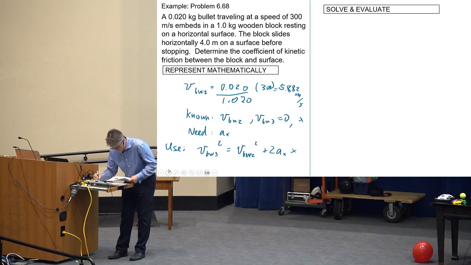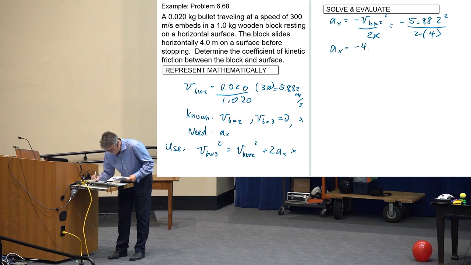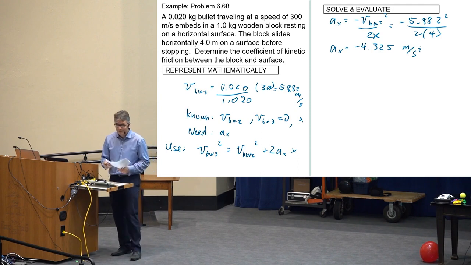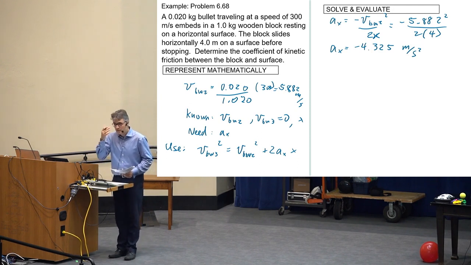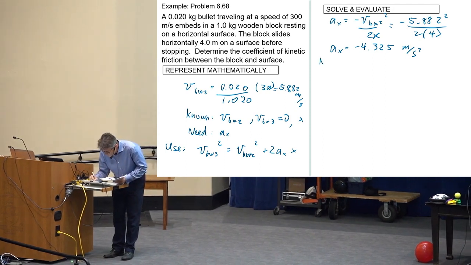Solve it out for a. You get a sub x is equal to negative VBW2 squared divided by 2x. So you get negative 5.882 squared divided by 2 times 4 meters. And you get a sub x is equal to negative 4.325 meters per second squared. I like to keep lots of numbers on my calculator when I'm doing intermediate steps so I don't create rounding error or something. Now we use Newton's second law.